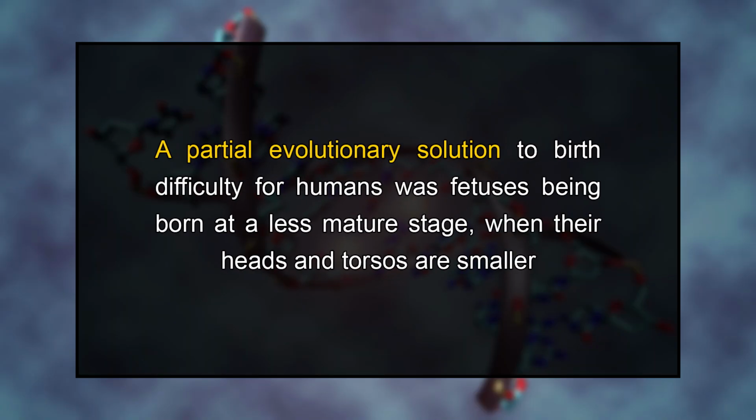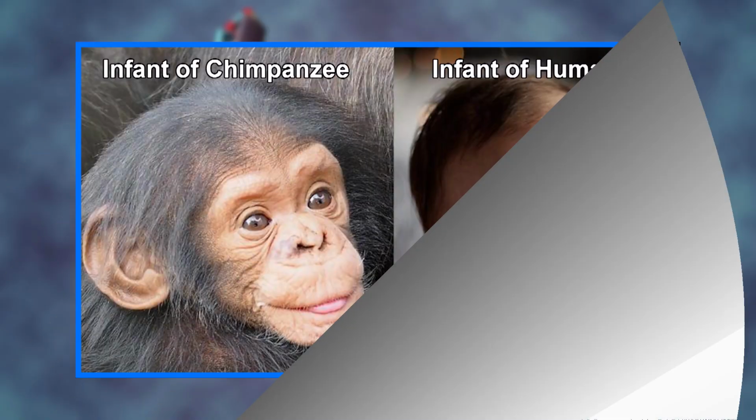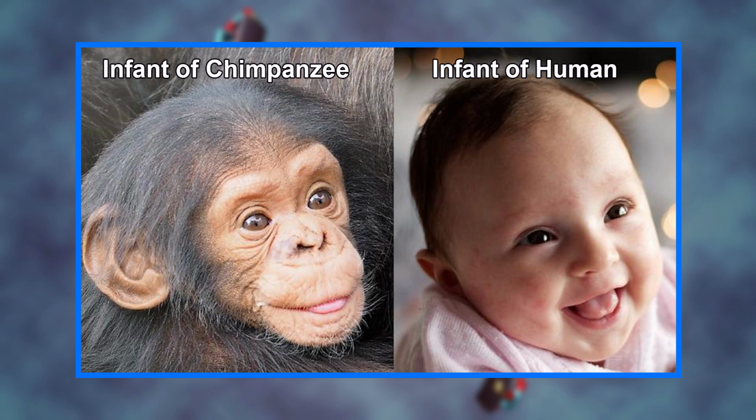Dear students, a partial evolutionary solution to birth difficulty for humans was fetuses being born at a less mature stage when their heads and torsos are smaller. The trade-off is that human infants are more vulnerable. By comparison, chimpanzees at birth are neurologically and cognitively ahead of human babies of the same age. But the chimps begin to fall behind by about 6 months old because of the more rapid continued development of the human brain following birth.